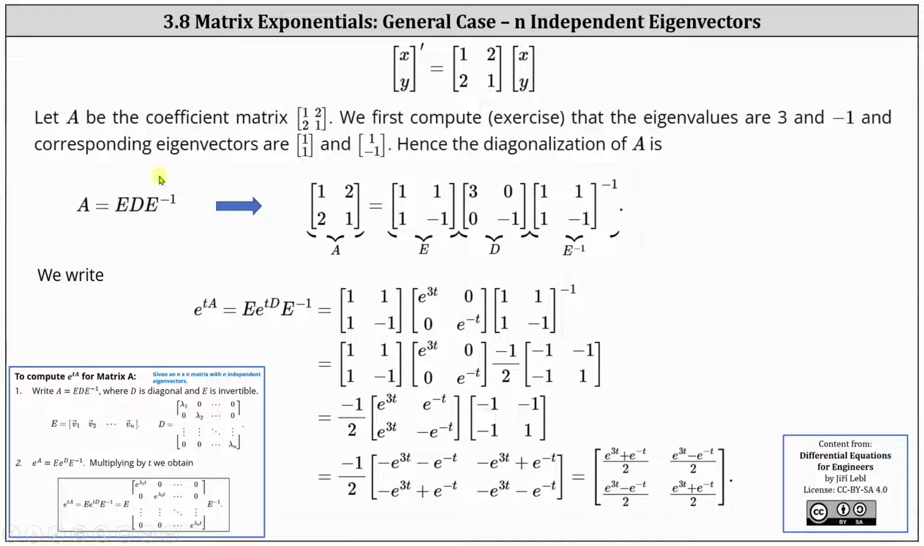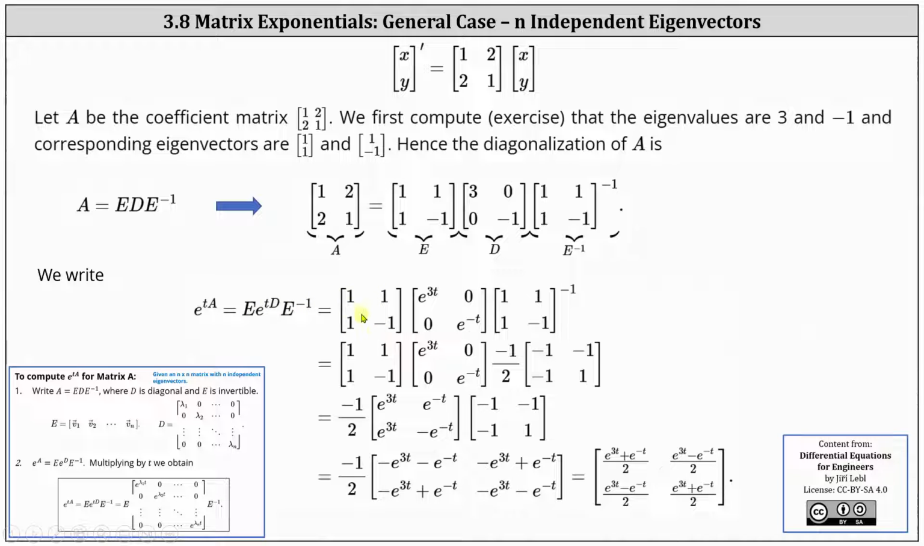The next step is to set up A equals E D E inverse. So again, we have the given matrix A equals matrix E, the matrix formed using the eigenvectors as the columns, so we have the eigenvector v1 and the eigenvector v2, times matrix D, where D is the diagonal matrix with the eigenvalues along the main diagonal, times E inverse. Now that we have this, we know the matrix exponential e to the power of tA is equal to E times e to the power of tD times E inverse.